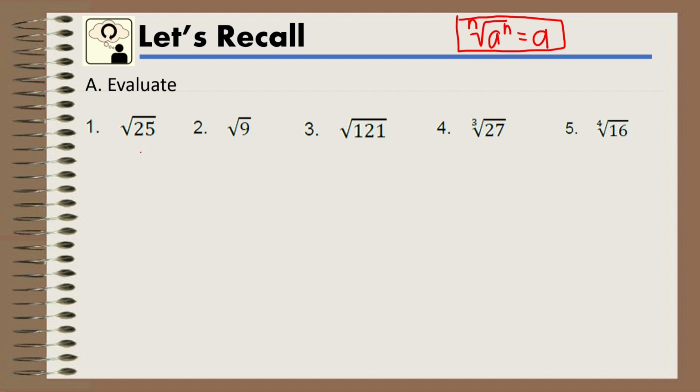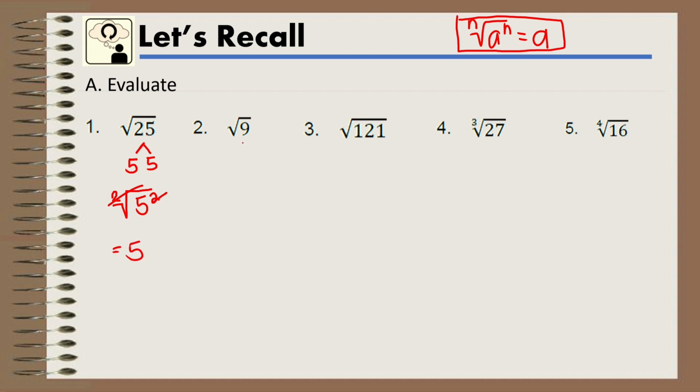In number 1, if we have the square root of 25, by prime factorization, that is simply 5 times 5. And that is now equal to the square root of 5 raised to 2. Our index here is 2. Then applying the nth root of a raised to n is equal to a, our answer here is simply 5.